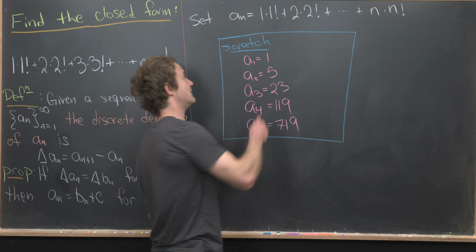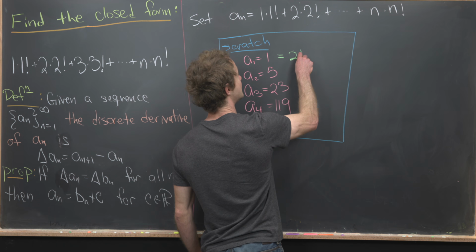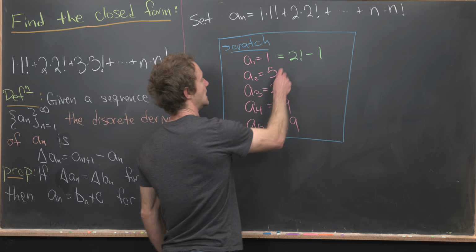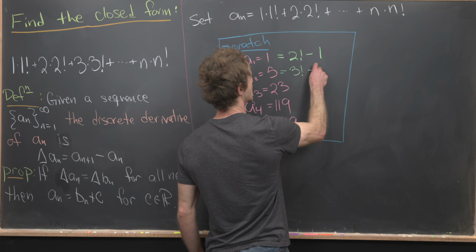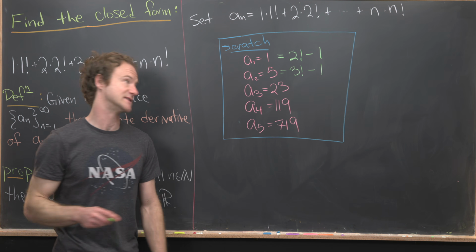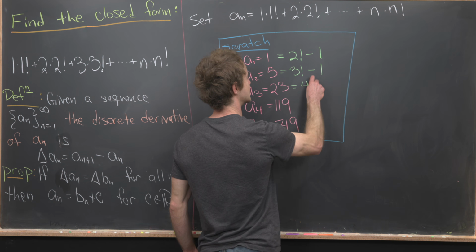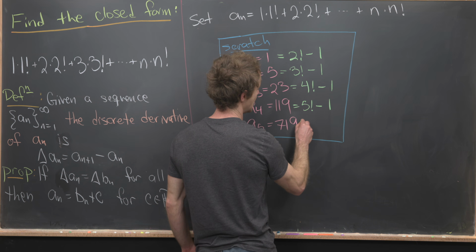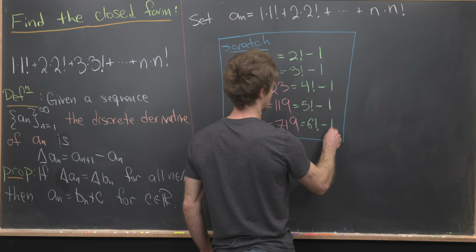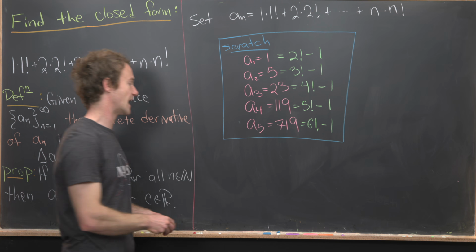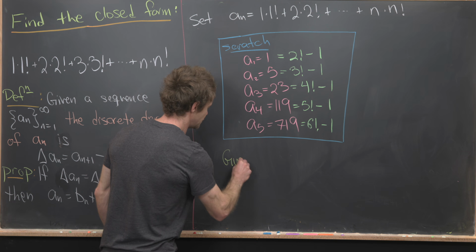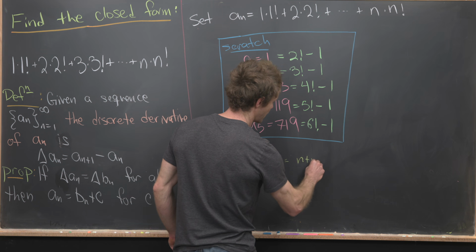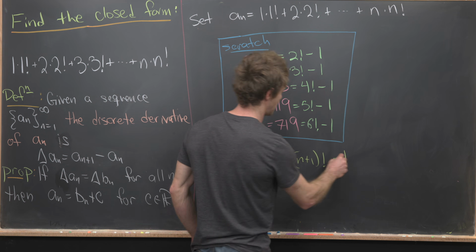And you can eventually get that this is equal to 2 factorial minus 1. Notice that 2 factorial is 2. And then here this is 3 factorial minus 1 because 3 factorial is 6. This guy right here is 4 factorial minus 1. This one is 5 factorial minus 1. And then this one is 6 factorial minus 1. Okay, so that leads us to our guess that a sub n is in fact n plus 1 factorial minus 1.